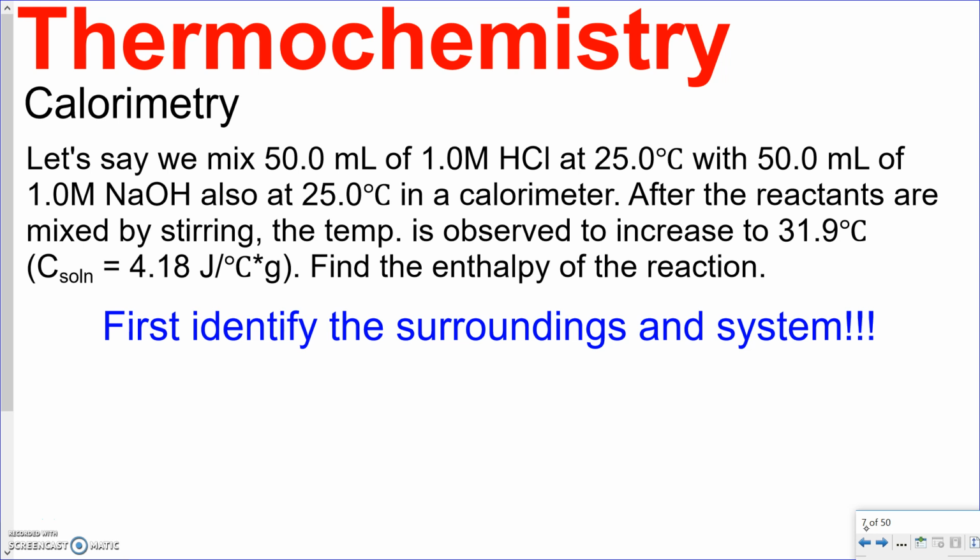So let's say we mix 50 milliliters of 1 molar HCl at 25 degrees Celsius with 50 milliliters of 1 molar sodium hydroxide at 25 degrees Celsius in a calorimeter. After the reactants are mixed by stirring, the temperature is observed to increase to 31.9 degrees Celsius. We're told that the specific heat capacity of the solution is 4.18 joules per gram degree Celsius. Find the enthalpy of the reaction, enthalpy here being Q.